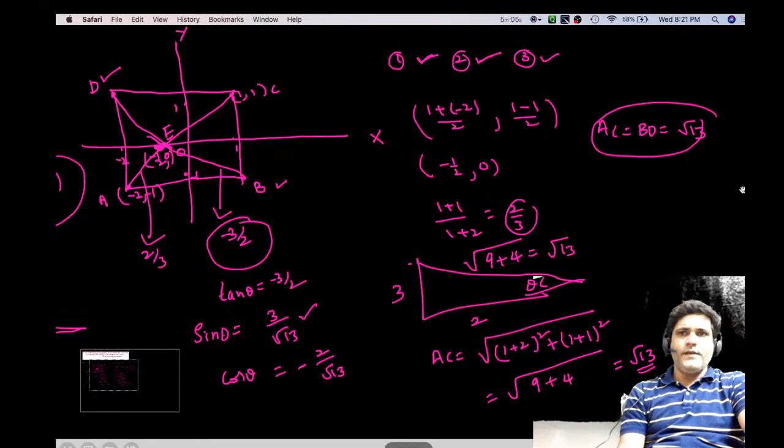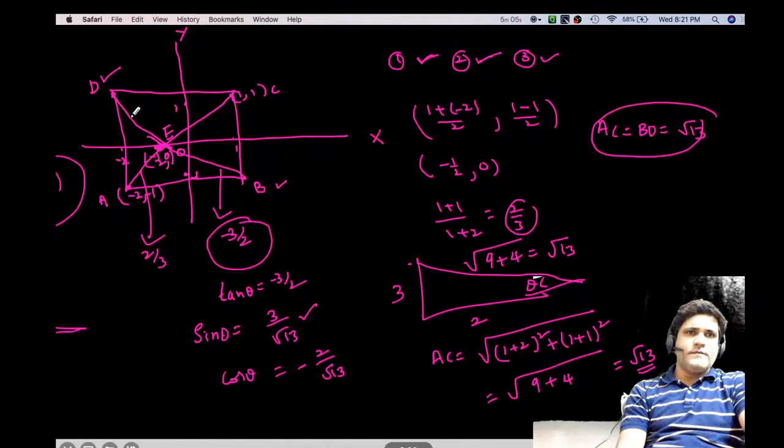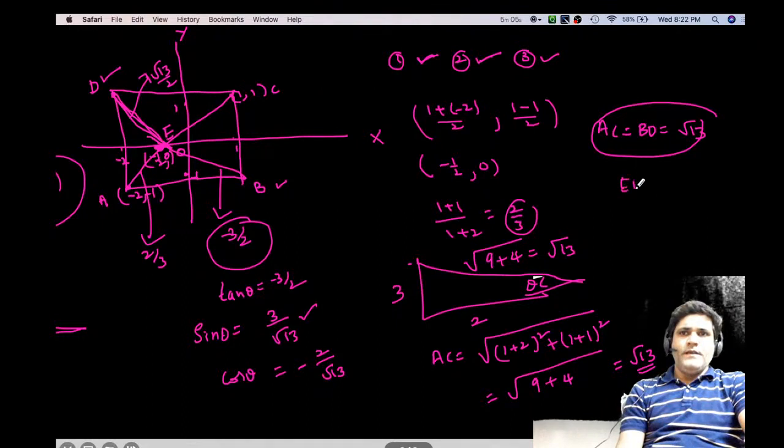This is the midpoint. Therefore, ED is equal to root 13 by 2 and EB is equal to root 13 by 2. That is this distance. So this distance, the ED distance, is root 13 by 2, and EB, this distance, is also root 13 by 2. Square property.